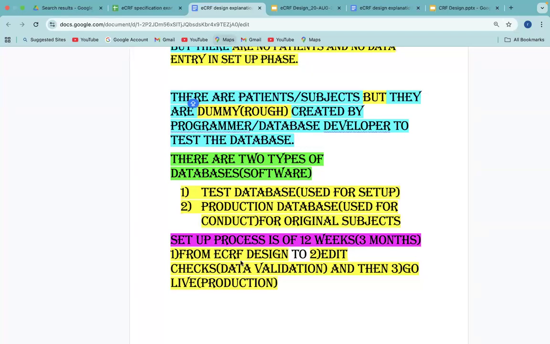Okay, take note. There are two types of databases. Test database, used for the setup. Take note of it, guys. Test database, production database.